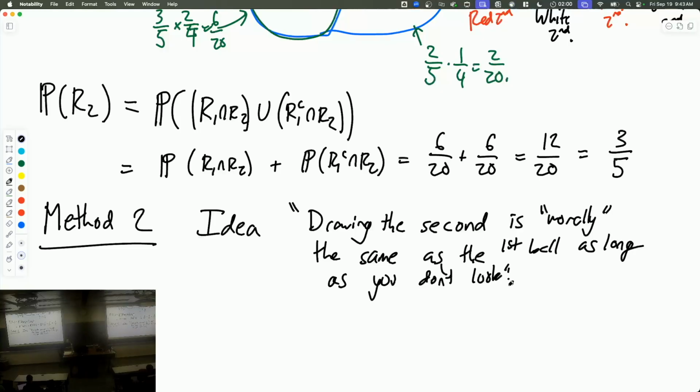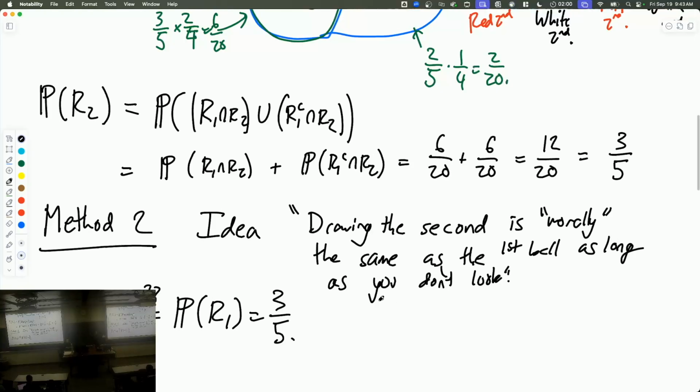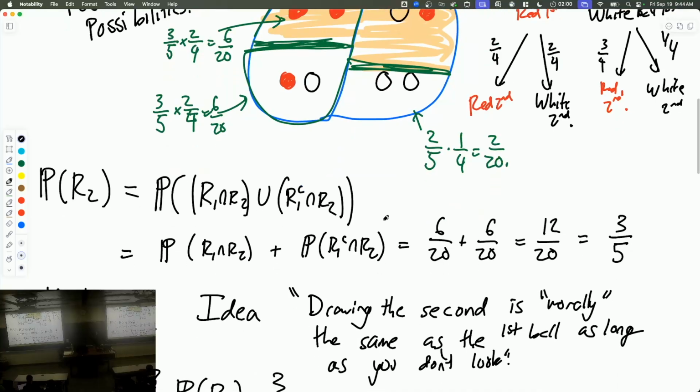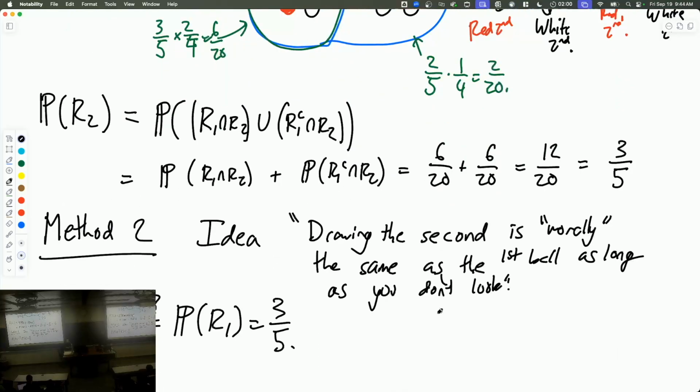And therefore, you should expect that the probability of the second ball being red is the same as the probability of the first ball being red. I'm going to put equals question mark because we haven't actually figured this out yet. But if so, then it's just 3/5, because that was the thing we did. And that's easy because we know that was just one branch of the tree, 3/5. So that's the idea. And if you get used to these things, you can convince yourself the idea is true in a number of ways.